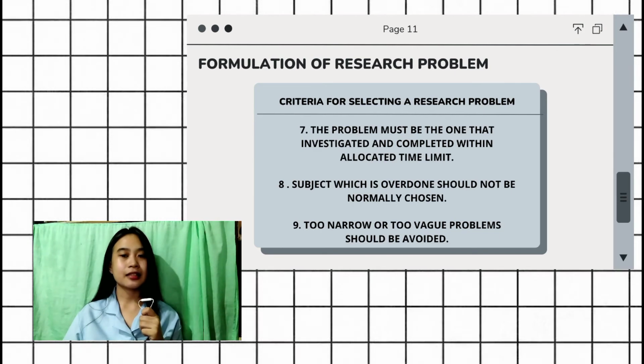And the last is too narrow or too vague problems should be avoided. So yung i-avoid daw nating research problem is yung hindi ganong kakomplikado and di rin ganong kalabo. So hindi ganong kakomplikado masagot and di rin ganon kalabo masagot.